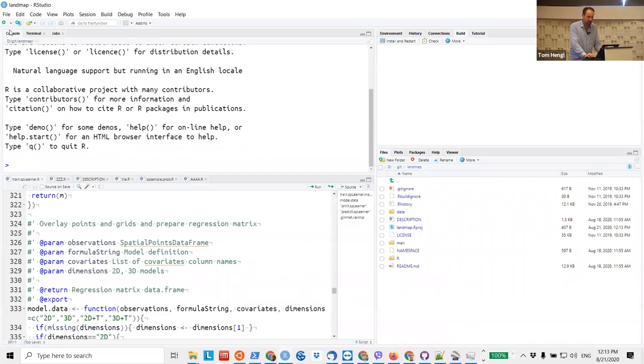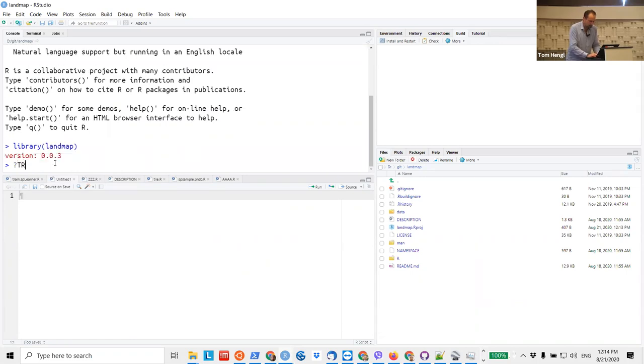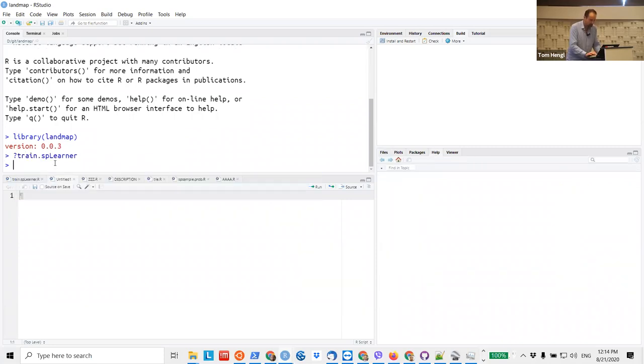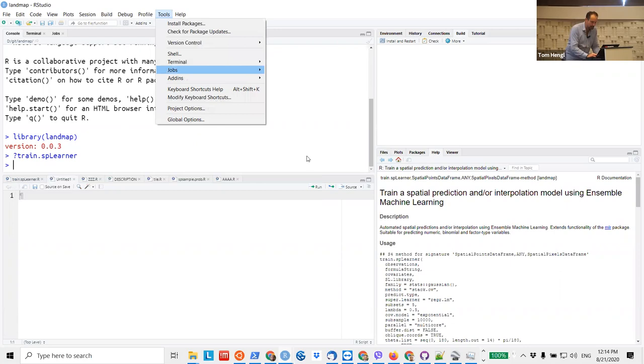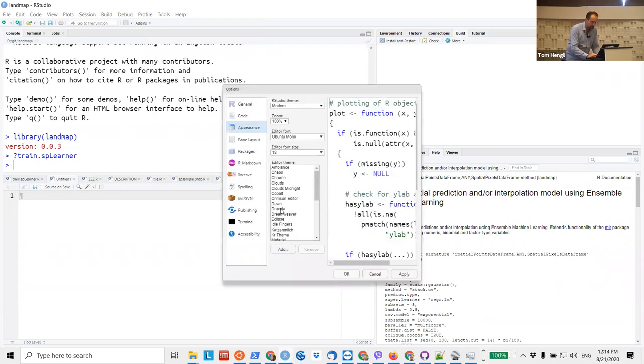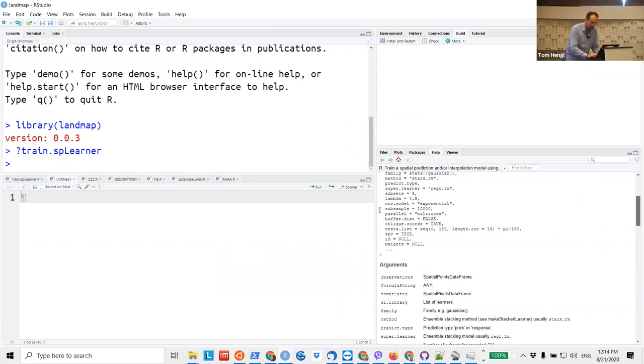So when I start the library, landmap, it's version 0.3, and I will look at the example from train. I made it a single function called train spatial learner. Maybe I have to increase the font size. Okay, that's better. And so let me put an example from the bottom.